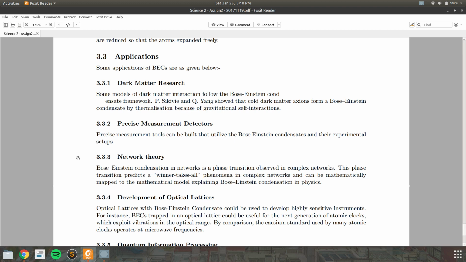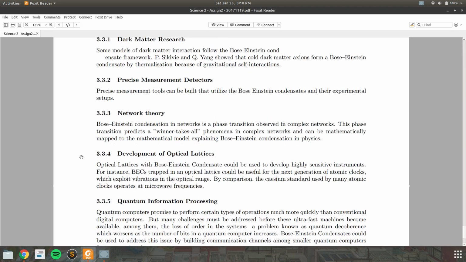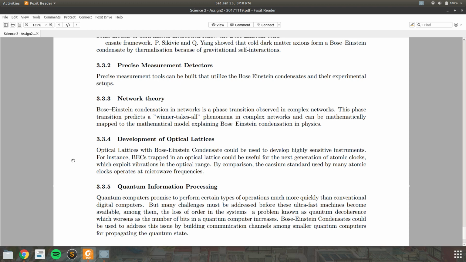In network theory, Bose-Einstein condensation in networks is a phase transition observed in complex networks. This phase transition predicts a winner-takes-all phenomenon in complex networks and can be mathematically mapped to the mathematical model explaining Bose-Einstein condensation in physics. It can also be used for the development of optical lattices.